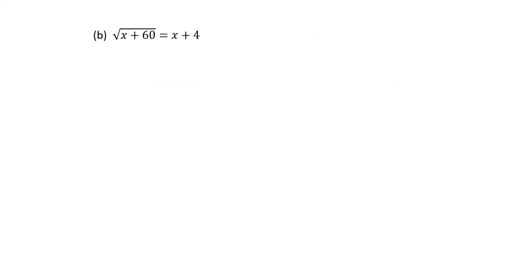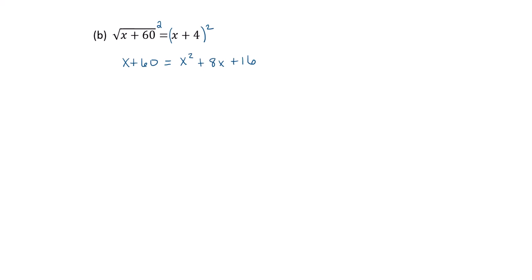Solve the square root of x plus 60 equals x plus 4. We want to square both sides. Now be careful here. You're squaring the entire left side, and you have to square the entire right side, which means you're going to need to put parentheses around the x plus 4. The square root of x plus 60 squared will give us x plus 60, and x plus 4 quantity squared is x squared plus 8x plus 16.